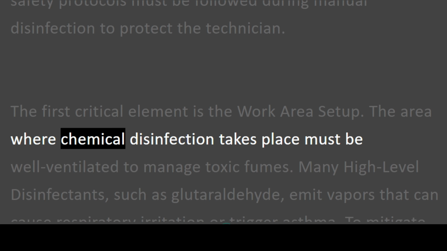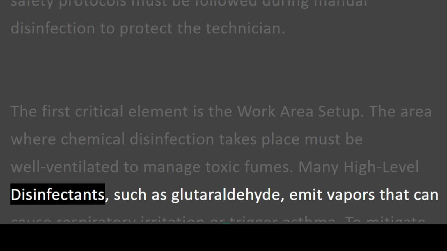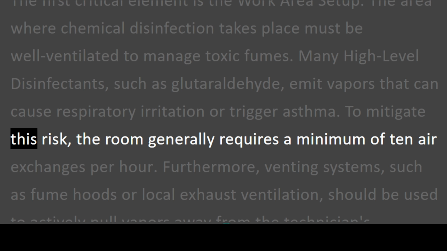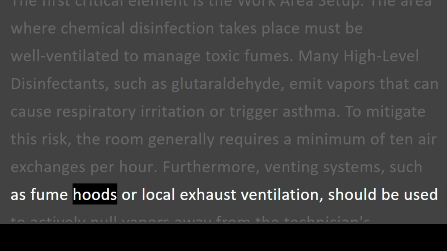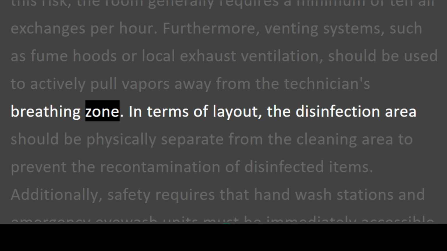The area where chemical disinfection takes place must be well ventilated to manage toxic fumes. Many high-level disinfectants, such as glutaraldehyde, emit vapors that can cause respiratory irritation or trigger asthma. To mitigate this risk, the room generally requires a minimum of 10 air exchanges per hour. Furthermore, venting systems, such as fume hoods or local exhaust ventilation, should be used to actively pull vapors away from the technician's breathing zone.